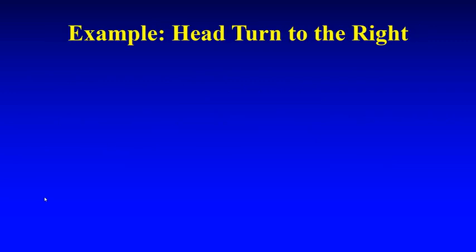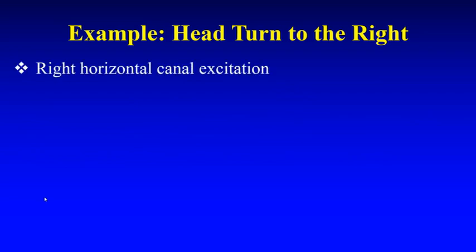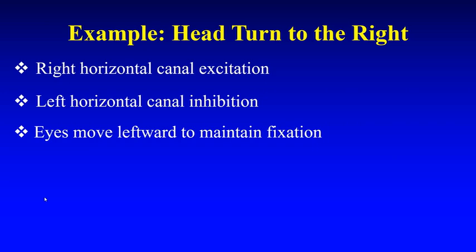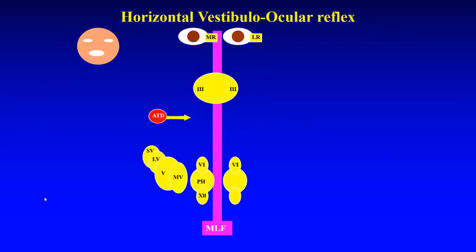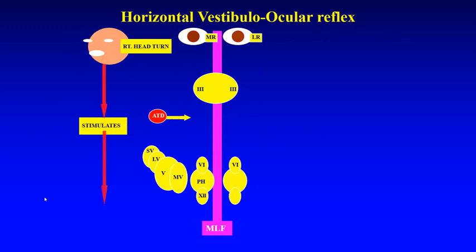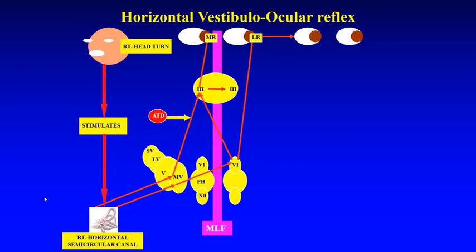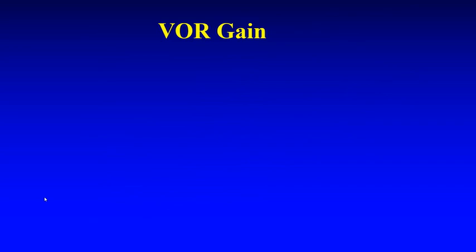So an example is a head turn to the right. The right horizontal semicircular canal gets excited. The left horizontal semicircular canal is inhibited at the same time. Eyes move leftward to maintain fixation, and this is shown here by the horizontal vestibulo-ocular reflex. Here, a right head turn stimulates the right horizontal semicircular canal, vestibular nucleus, and then third and sixth nucleus, and there is a movement of the eyes to the opposite left side.